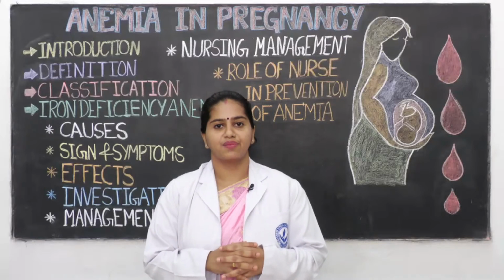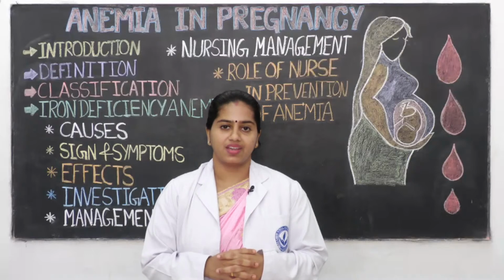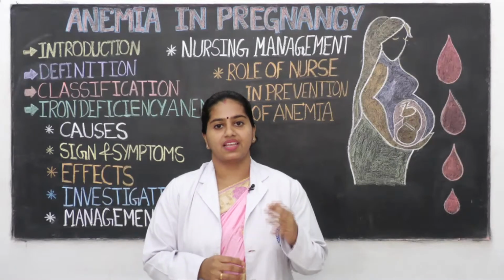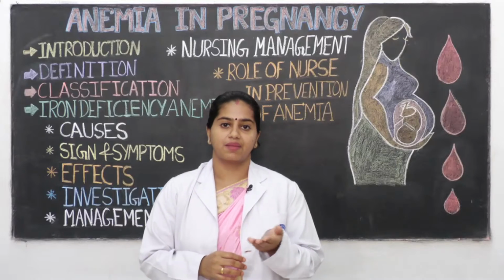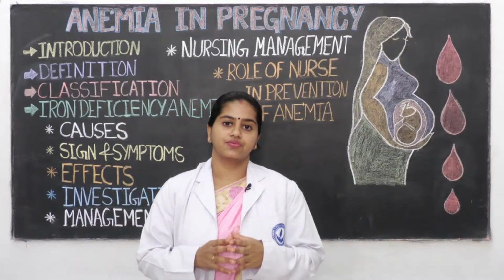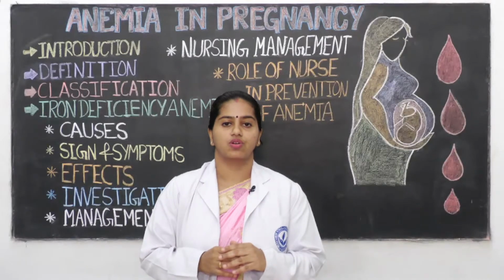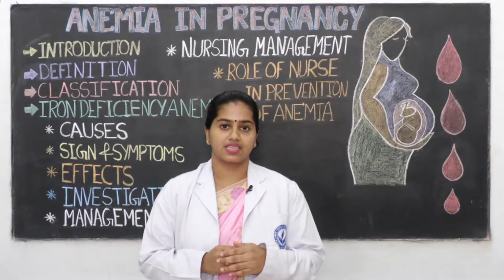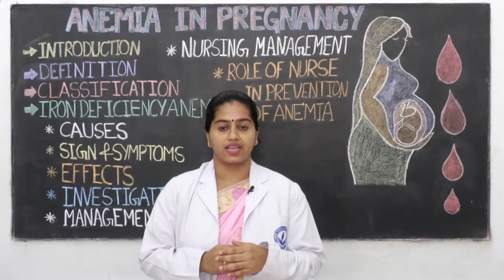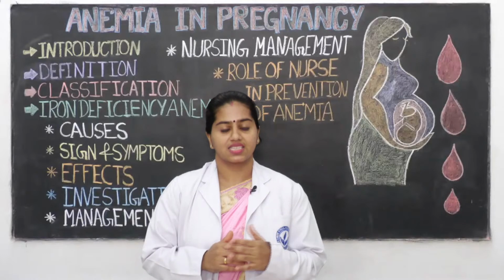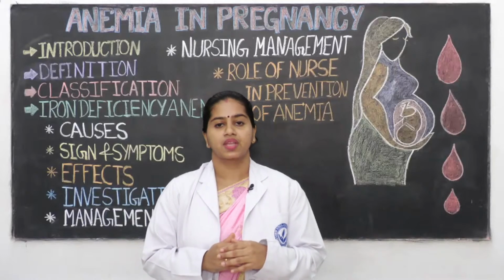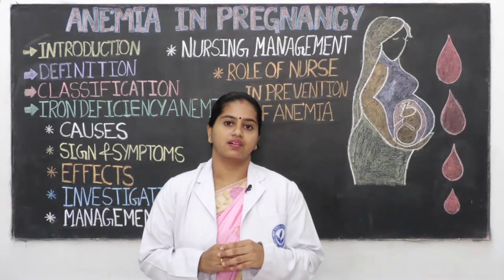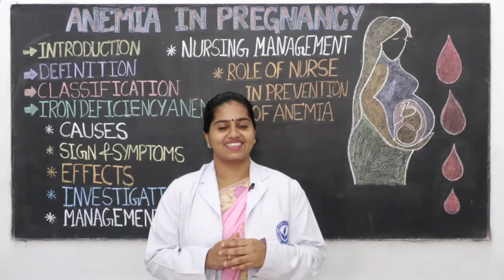So in today's class we have discussed what is anemia in pregnancy, and we have seen the classification, mainly physiological anemia and pathological anemia. In the classification, we have discussed in detail the first one, that is iron deficiency anemia. What is the meaning of iron deficiency anemia? What are the causes of iron deficiency anemia? What are the signs and symptoms of iron deficiency anemia? Then we have seen the investigation, management, and nurses' role in prevention of iron deficiency anemia.